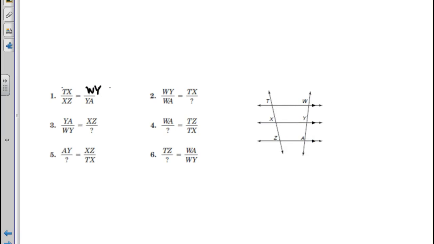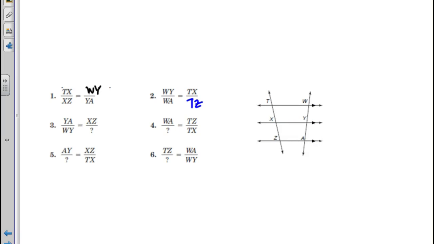All right. Let's look at number 2. WY over WA. So now I have little piece to big piece is equal to TX, little piece, and I need big piece. So hopefully you see how that matches. I think it's nice to go ahead and draw the figure out, and that way you can mark it up like I'm marking it up.